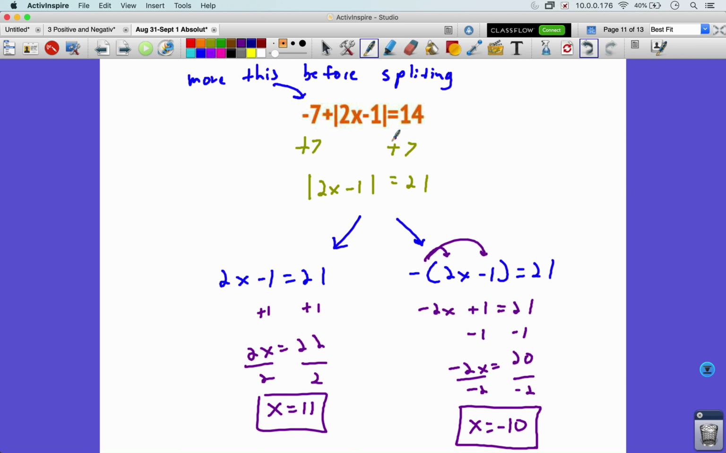All right, plugging back in, make sure they work out. Let's see, that becomes a 22. So that's 22 minus 1, 21. Absolute value 21, negative 7 plus 21 is 14. 14 equals 14, this one works. Negative 10, so negative 20, negative 21. That becomes a positive 21, minus 7 is 14, 14 equals 14. This one checks out.